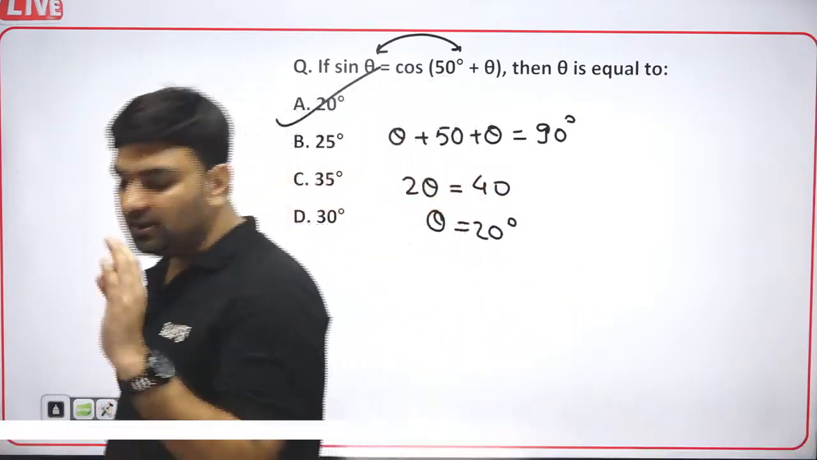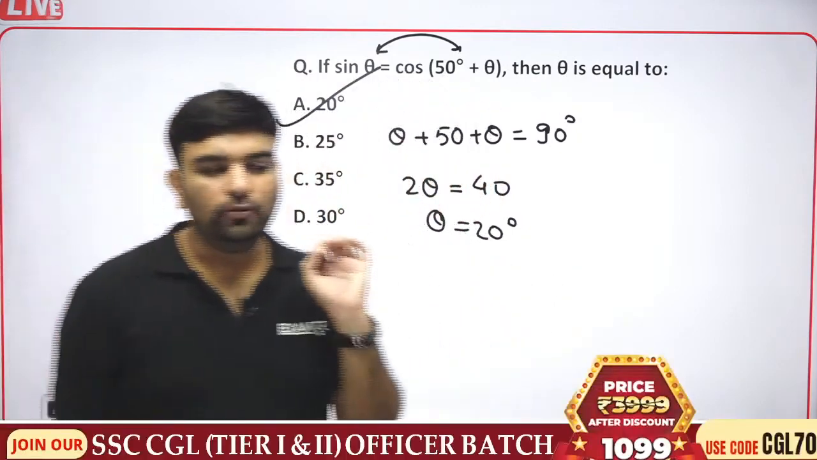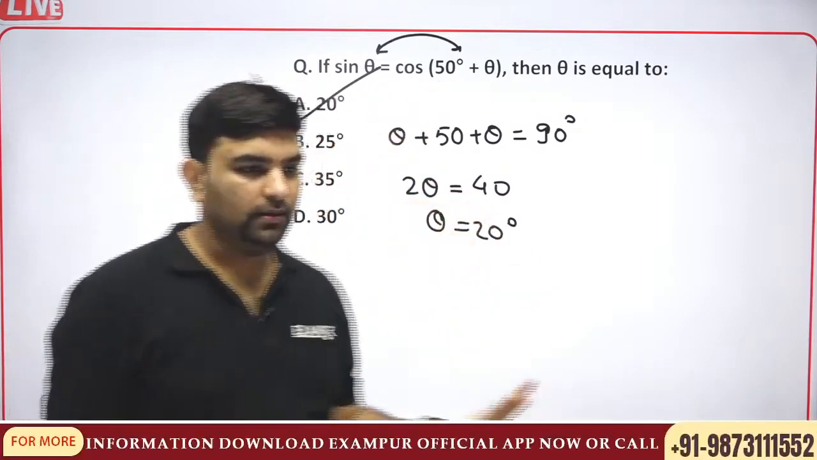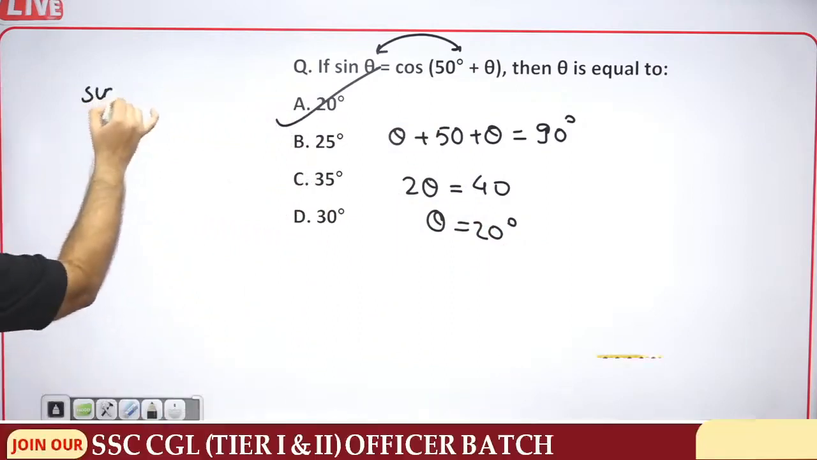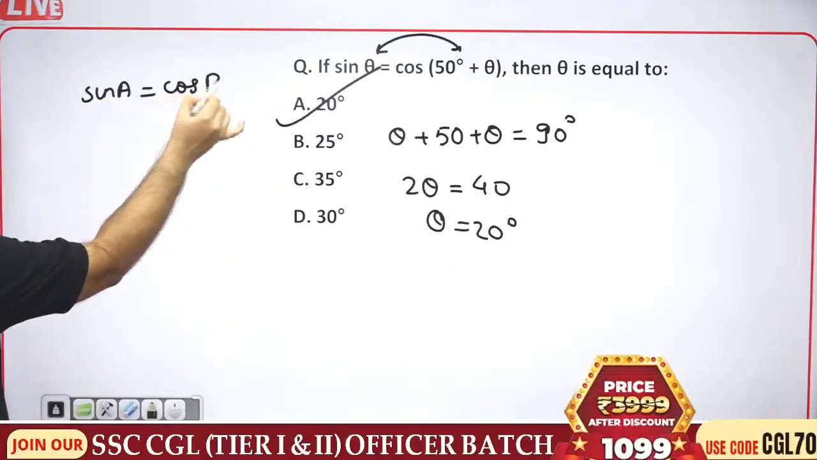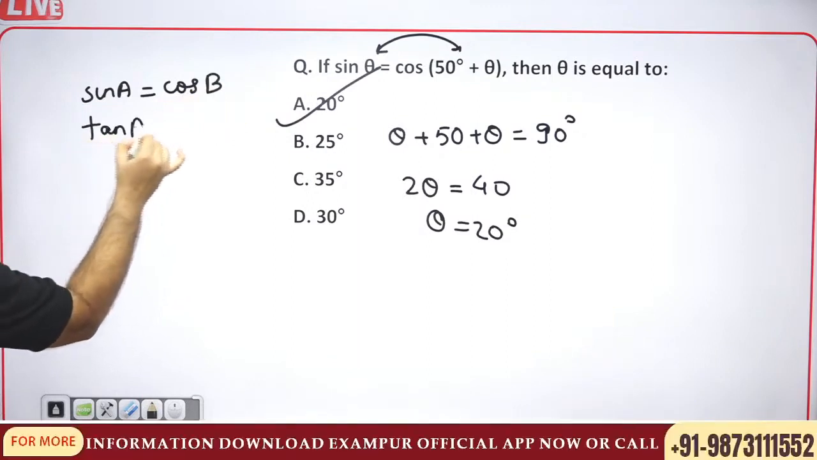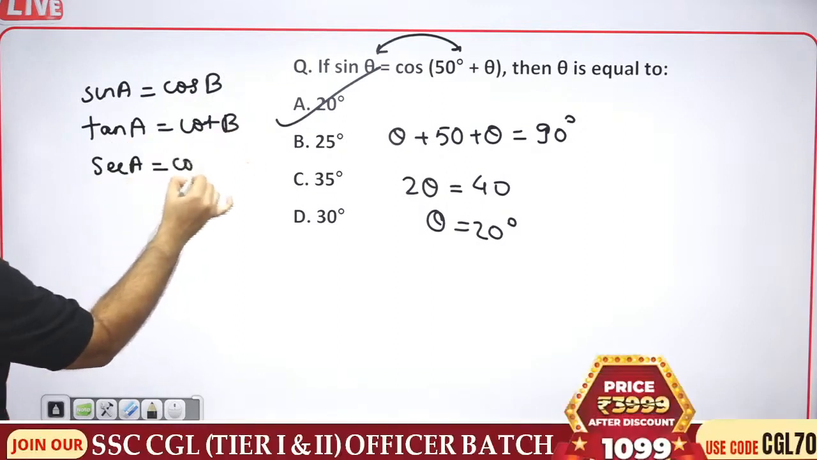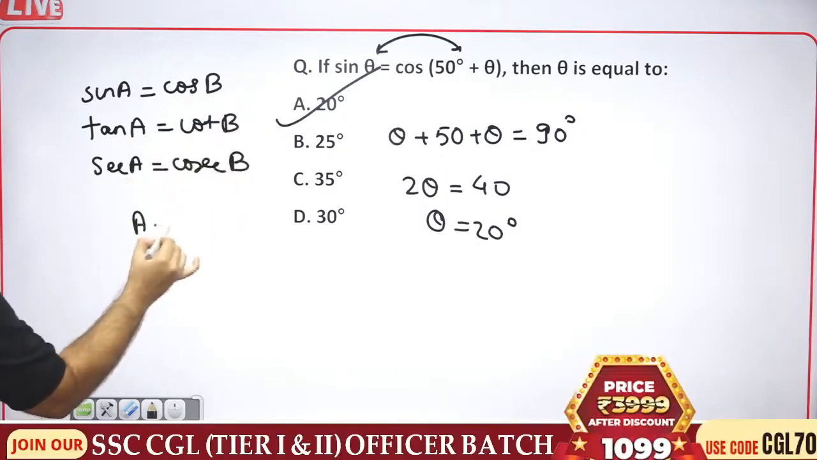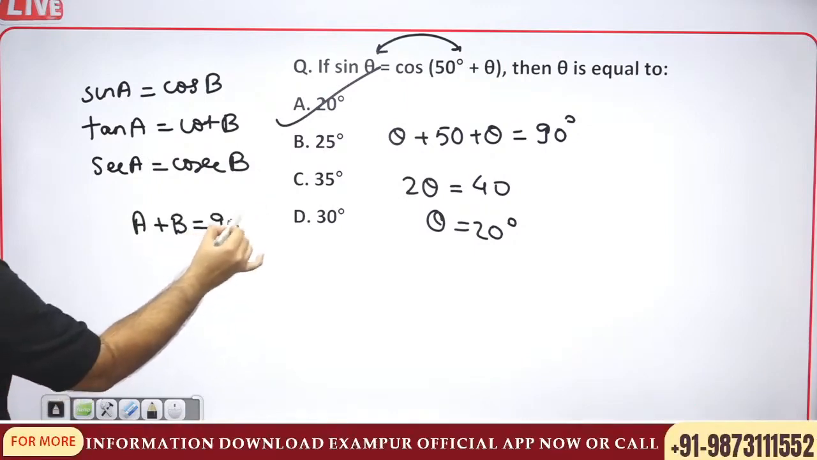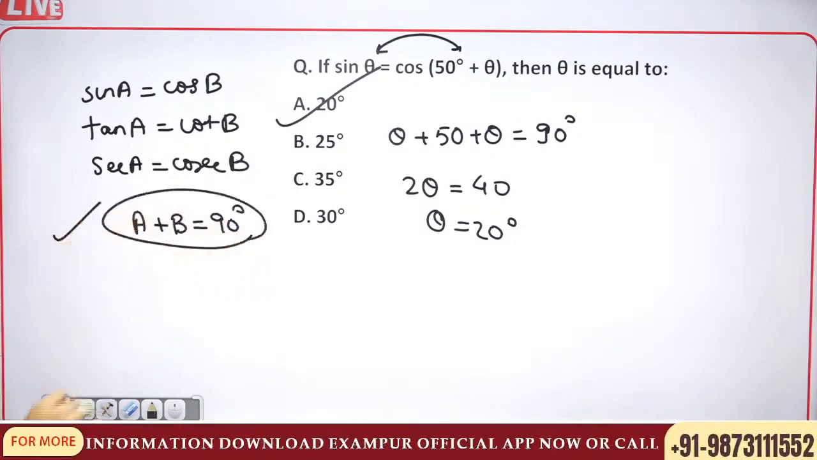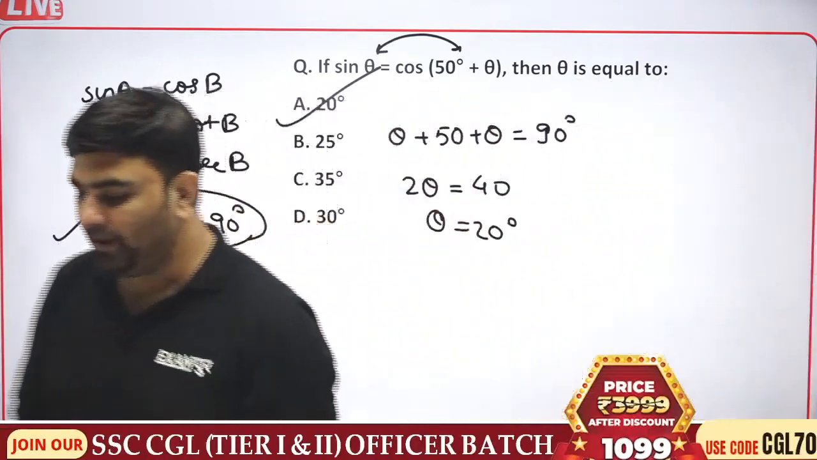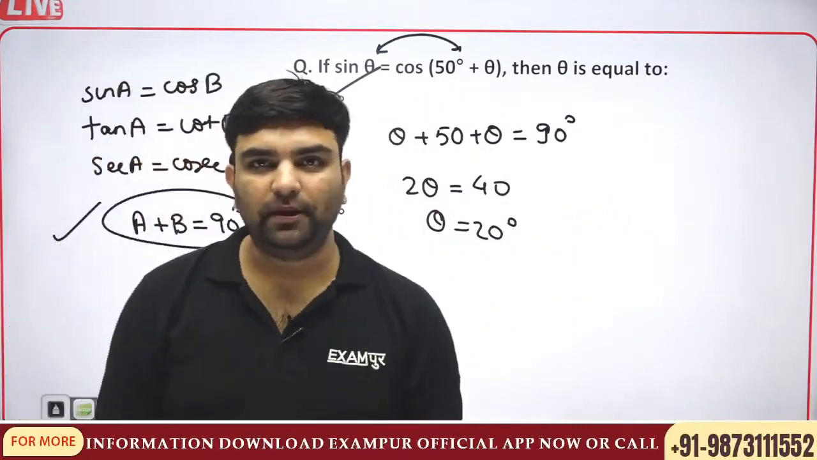Sine is equal to cos when the angles are complementary. What do you mean by complementary? Complementary means their sum should be equal to 90 degrees. So if sin A is equal to cos B, similarly if tan A is equal to cot B, similarly if sec A is equal to cosec B, then you will say that A plus B is 90. They are complementary pairs of each other.